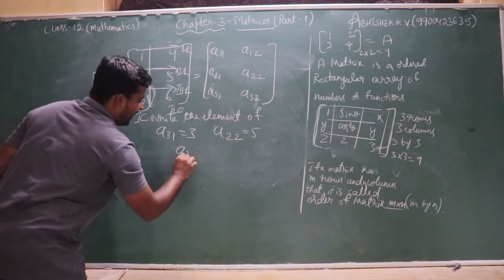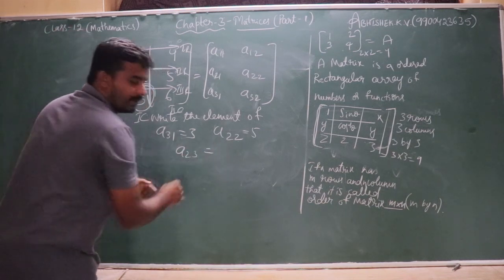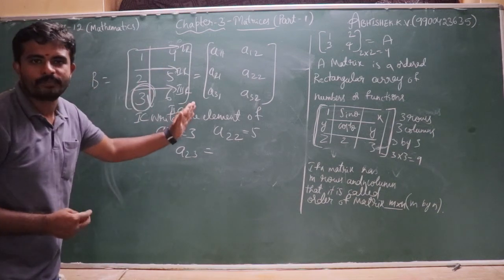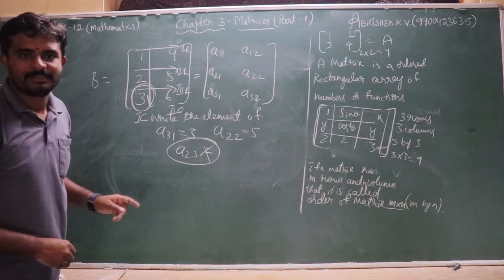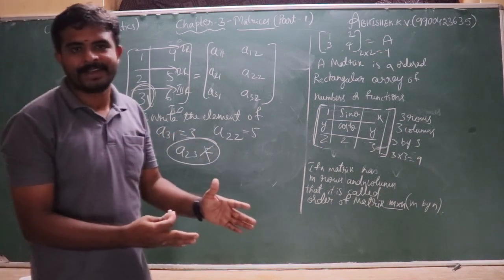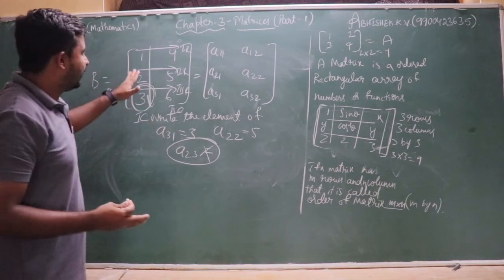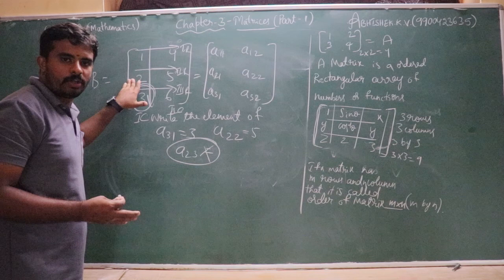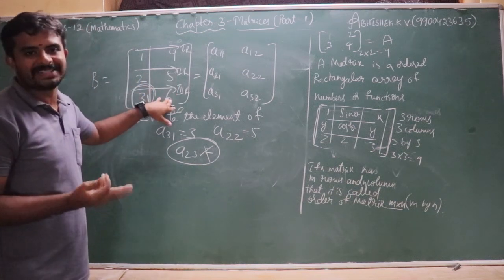If the examiner asks A23, second row, third column, it is not possible to write because we have only two columns, first column and second column. There is no third column. Therefore, this question does not exist. So this is how we learn what a matrix is and what the order of a matrix is. We represent first row, first column, first row, second column, second row, first column, second row, second column, third row, first column, third row, second column.